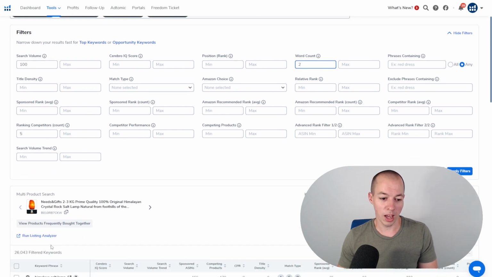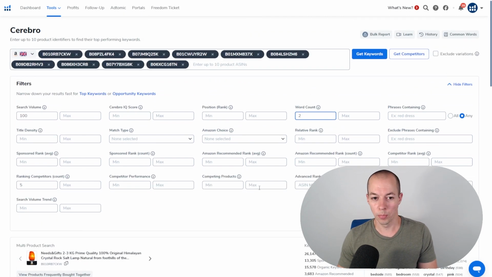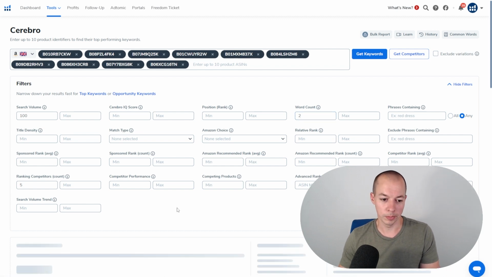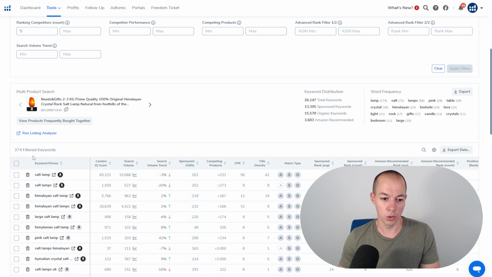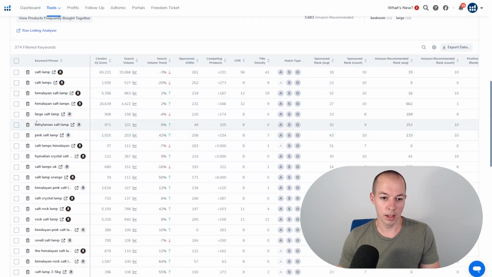And you can see at the moment we have 26,000 keywords, but if I apply the filters that I've just entered, let's see what we get. So this has pulled it down to 374 keywords. If we come down here, you can see we've got the most relevant ones straight away. So salt lamps, Himalayan salt lamps, large salt lamp, pink salt lamp.